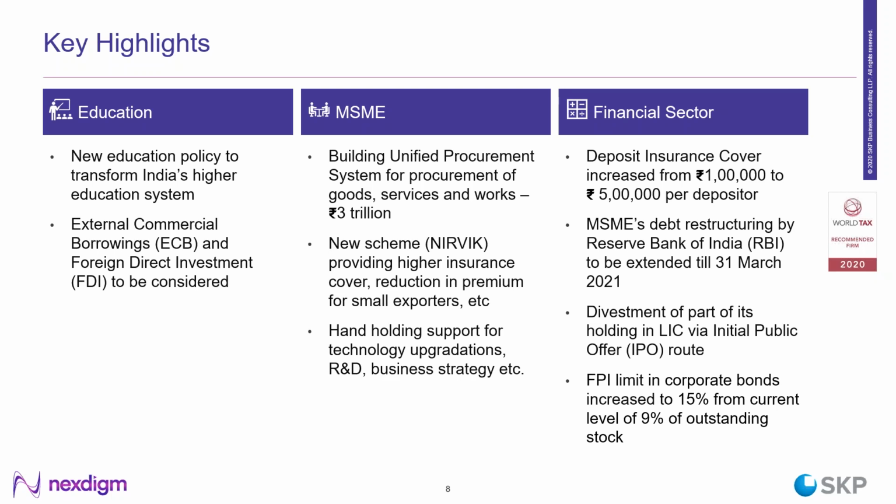On the FPI side, in order to encourage more fund flow into India in the bond market, the limit of the FPI for investment into the bond market has been increased to 15% from the earlier 9%.